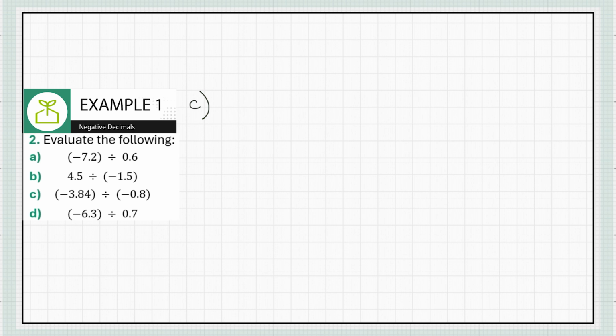Alright, let's look at C. So for C, we have negative 3.84, and we are dividing it by minus 0.8. Now, because it's a negative divided by a negative, we're going to end up with a positive. Now, that means we can do just positive numbers for our division. So if we set this up as a division problem, we can do 8 into 38.4. Just remember, all I'm doing here is multiplying both of these particular parts of the division problem by 10, so that our divisor is now a whole number.